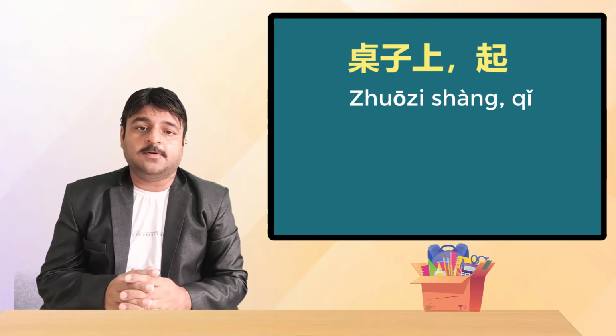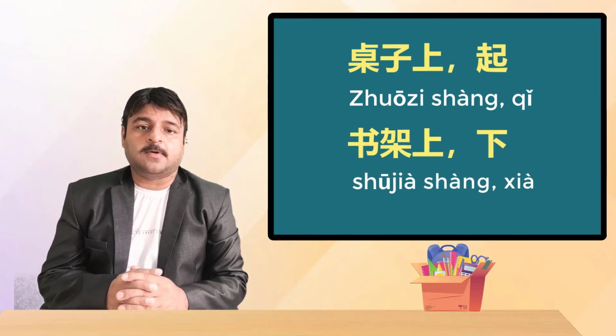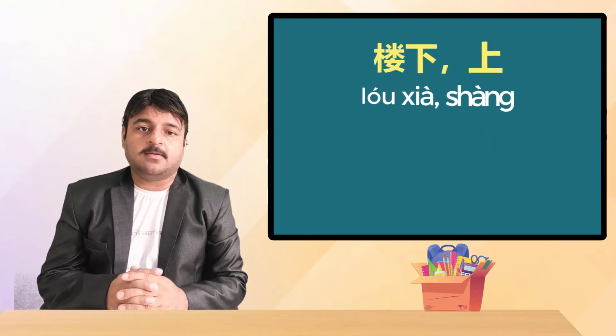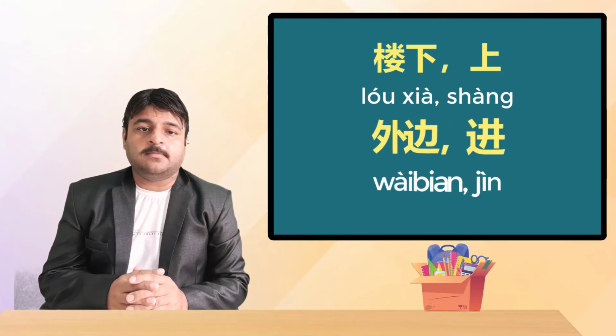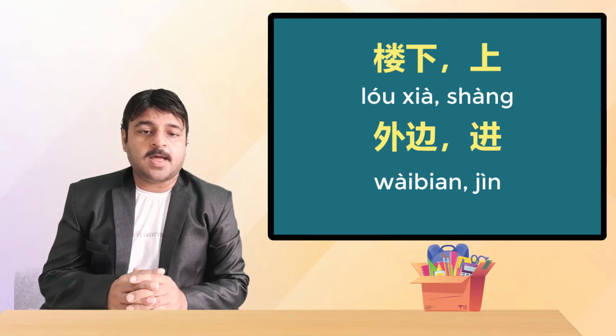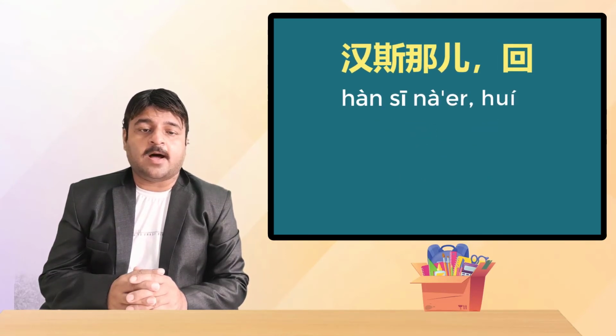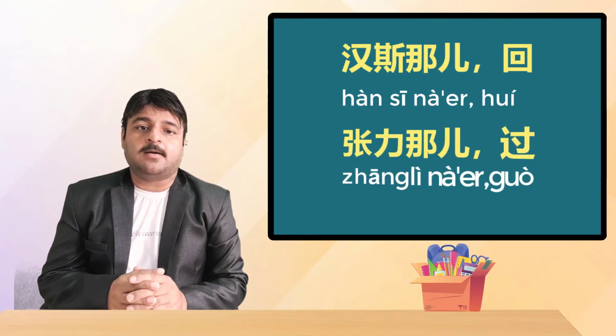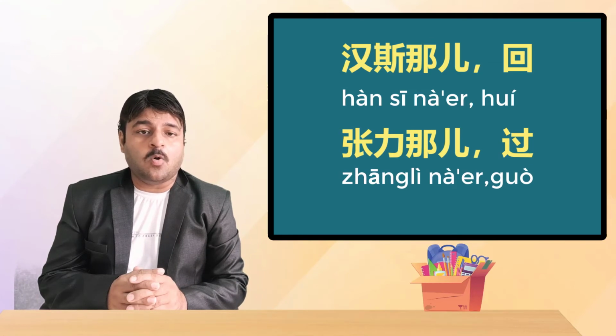Moving on to the next set of two words. Shu jia shang, from up the bookshelf. Xia, down. Lou xia, below the building or from the ground floor. Shang, up. Replace these two words in the above sentence, underline parts and make new sentences. Wai pian, outside. Jin, enter. Hanse nar, from the place of Hanse. Hui, to return. Changli nar, from the place of Changli. Kuo, to go over. Replace again these two words in the above sentence and make new sentences.